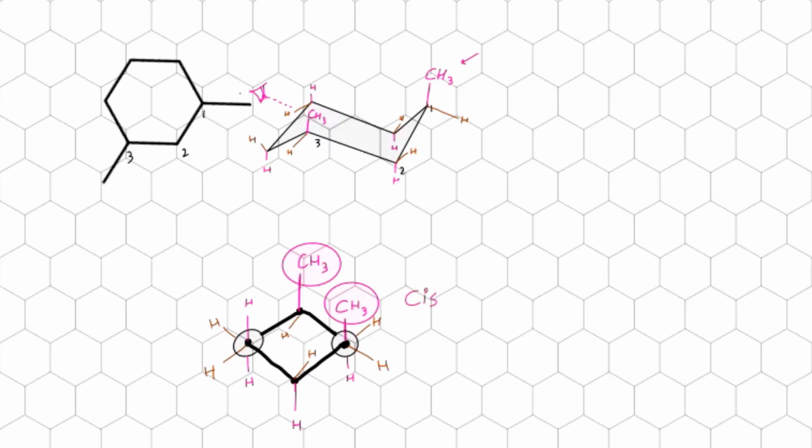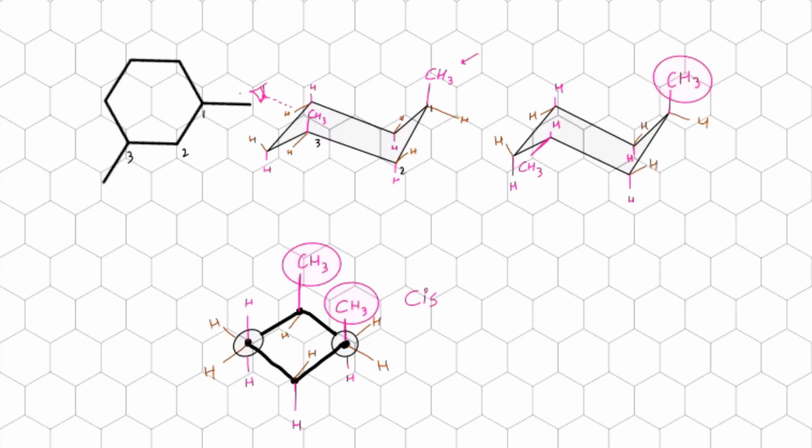Another chair model that we can draw is when carbon number 1 has an axial methyl attached to it, and carbon number 3 has an equatorial methyl attached to it. As you see, we're going to go upward again with carbon number 1, but with carbon number 3, we're going to do an equatorial leaning a little bit downward towards outside the page. And we're going to label the rest with hydrogen again. So as you see, this time, one CH3 is pointing upward, while the other one is pointing downward.